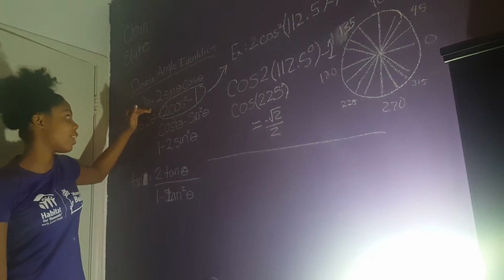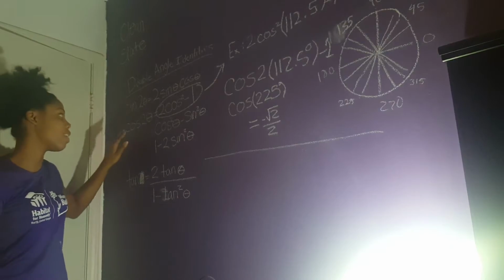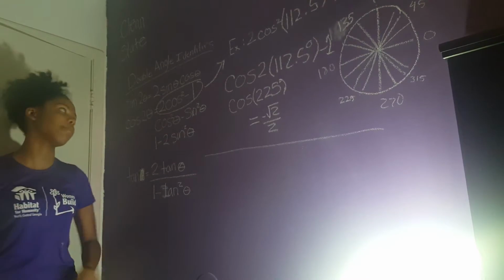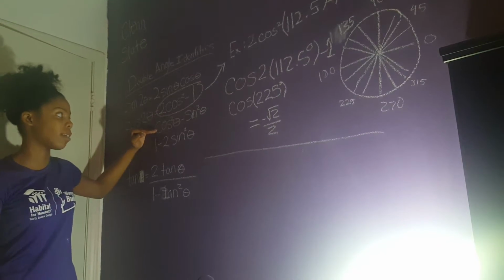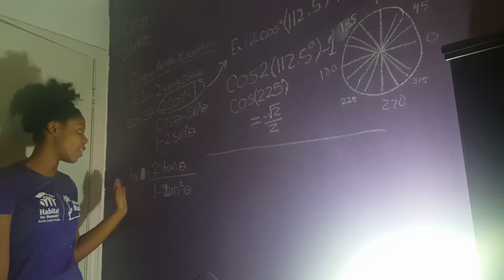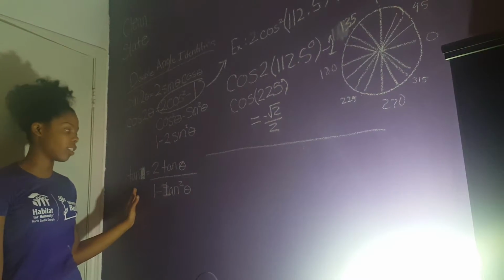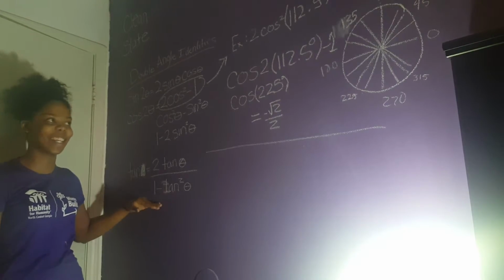So first, for sine 2 theta, you have 2 sine theta cosine theta. That's your first identity. For cosine 2 theta, you have 3 different types. You have 2 cosine squared theta minus 1, cosine squared theta minus sine squared theta, 1 minus 2 sine squared theta, and then for tangent 2 theta, you have 2 tangent theta over 1 minus tangent squared theta.